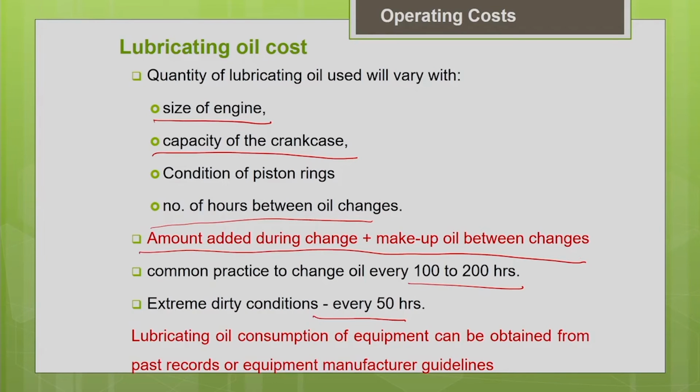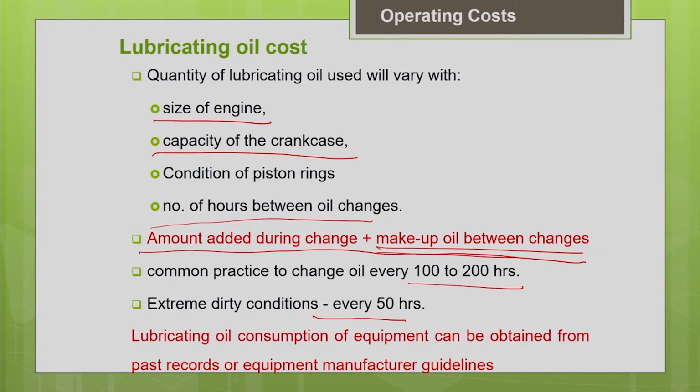That means the amount of oil needed for a complete change of the lubricating oil, and in between we just fill the small gap, that is called makeup oil between the changes, just to fill the small gap left. So every time we don't completely change it. At a particular frequency only we do the complete change of the lubricating oil. So the total amount of lubricating oil needed will be the amount needed for the complete change plus the makeup oil between the changes.